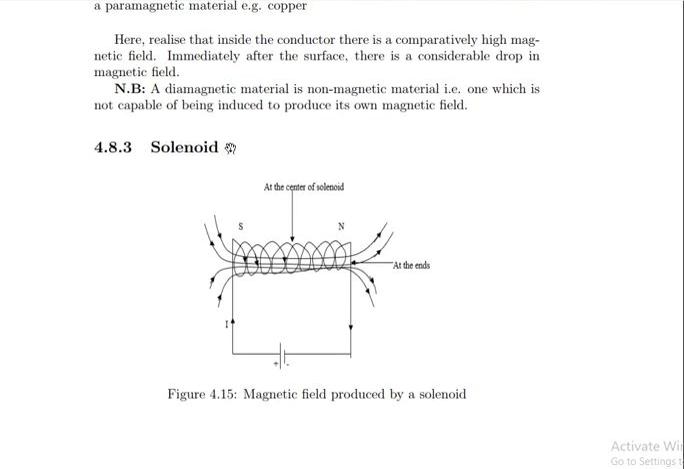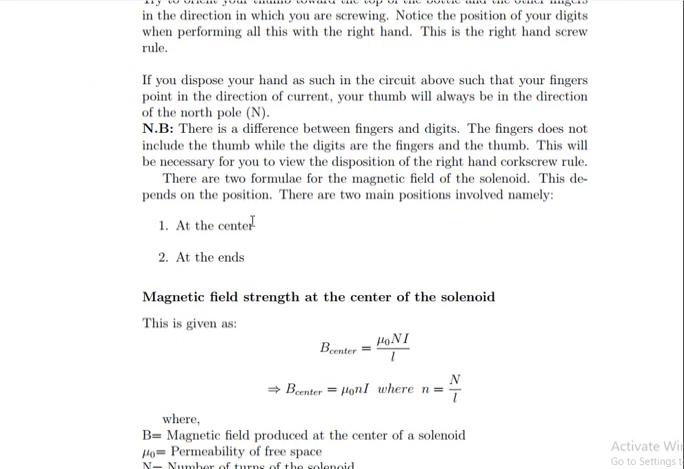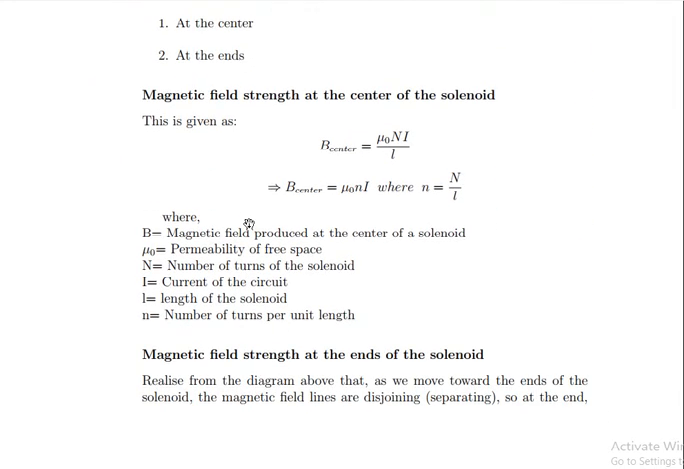Now let's visualize again the magnetic field produced by the solenoid. We need to know that there are two cases: you have the field at the center and at the ends. At the center, the magnetic field is given as mu 0 N i all over L. So B center is going to be mu 0 n i, where n is equal to N over L.